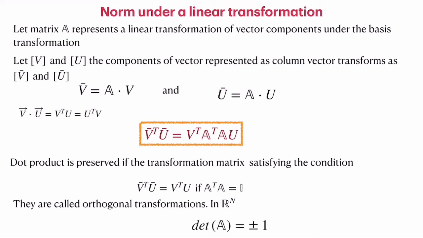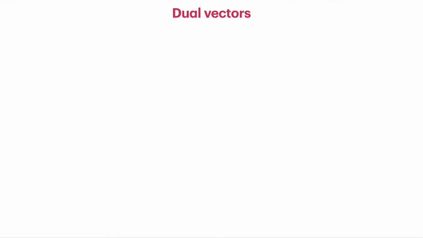So in the case of R^n, one can explicitly see that when this happens, the determinant of A should be plus or minus 1. You can just take the determinant of this equation, A transpose A equal to the identity matrix, and then we get that the determinant of A should be plus or minus 1. So that is the condition for an orthogonal transformation, which preserves the angle.